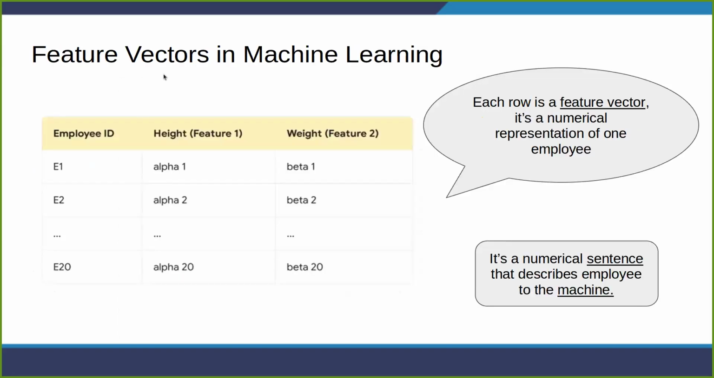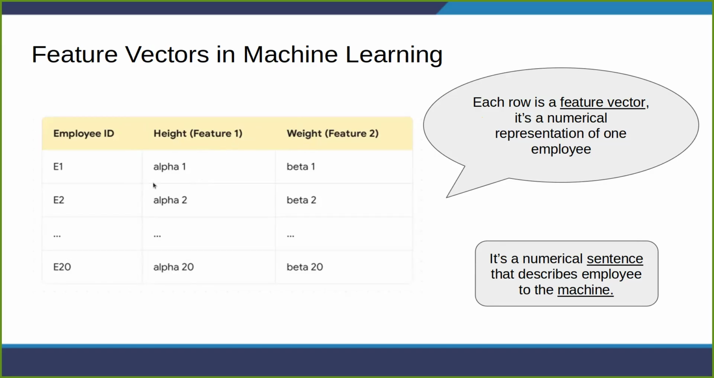Then let's talk about feature vectors in machine learning. So what are feature vectors? Let's say you have data of an employee. They have height and weight as features. These are the features by which you can recognize them. Each row here is a feature vector, a numerical representation of one employee. As a human, you have multiple features: some height, some weight, some skin color, some qualifications, a different facial structure, and all of that accounts as features.